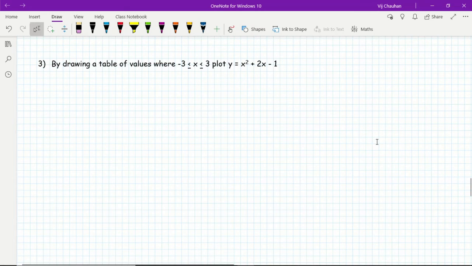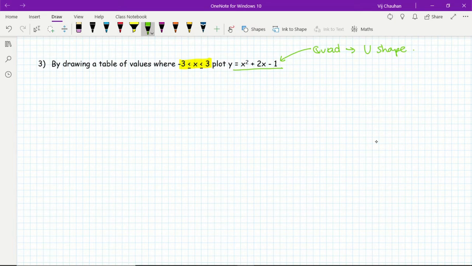So moving on to question 3. Now the main difference with question 3 is the fact that I haven't been given a table of values, so it's asking me to draw a table of values using the values where x is between and equaling -3 to 3. Now before I do that, I want to look at the equation that I'm actually plotting. You can see here that I've got quite a complicated quadratic equation to plot. Now the first thing I want to note is the fact that it is quadratic, because my highest power of x is x squared, and I also know that it's going to be a U-shape.